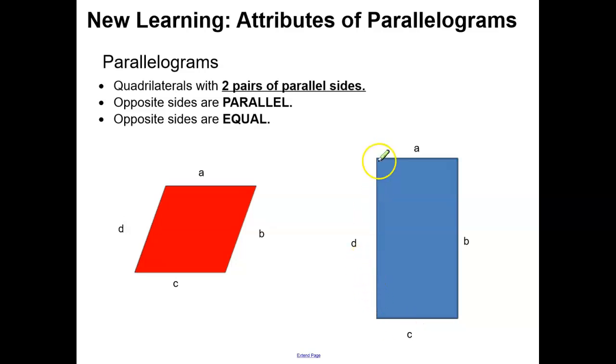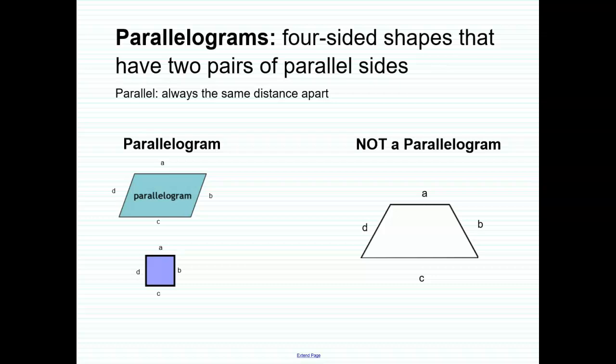Which side, let's highlight one. Which side, boys and girls, would be parallel to D? Exactly, B is parallel to D. So these are parallelograms because both have two pairs of parallel sides. Let's see if you can find some parallelograms.